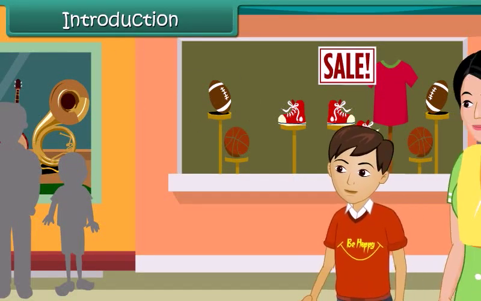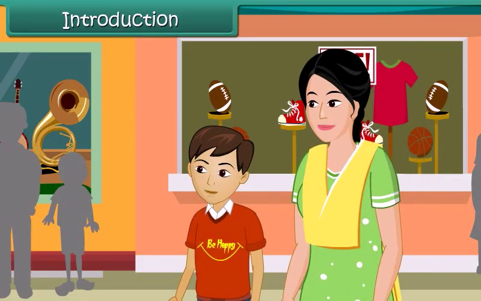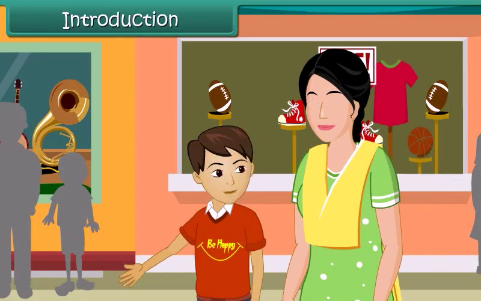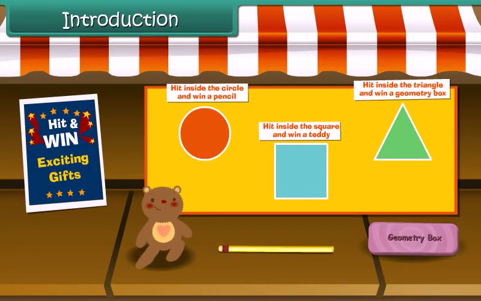Rahul visited a fair with his mother one day. There he notices a game. There were few shapes on a board. At the top of the board, few lines were written.